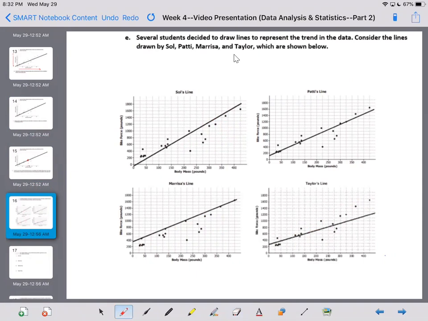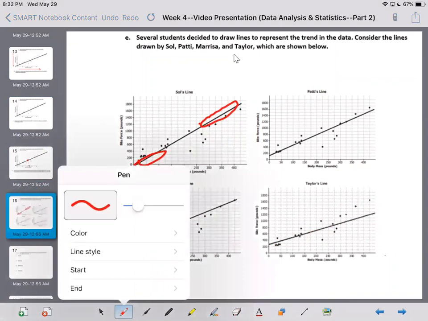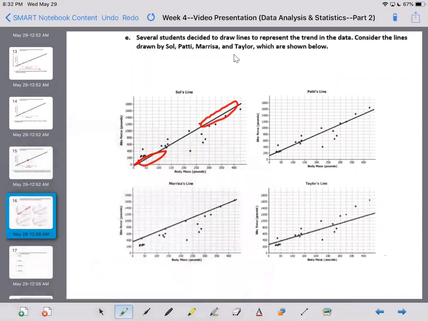I would say in general, Sol's line looks like it's overestimating a little more for heavier crocodiles and underestimating the bite force for crocodiles that do not weigh very much. So it's overestimating up here, underestimating down here. All right, so let's go to another color and look at Marissa.